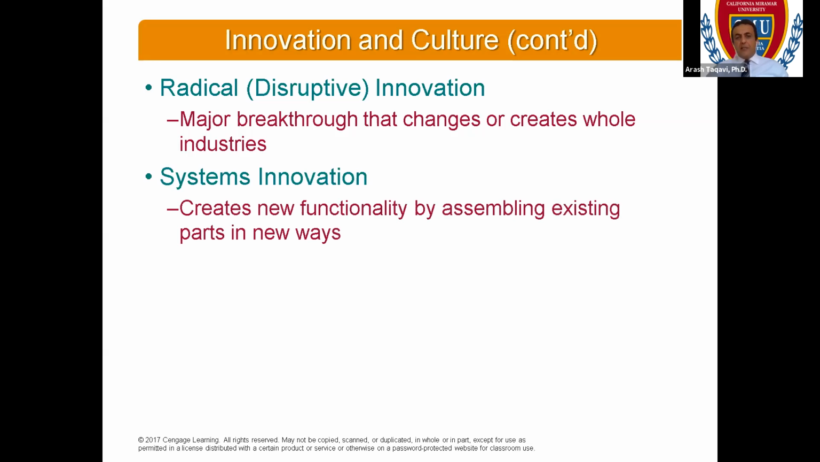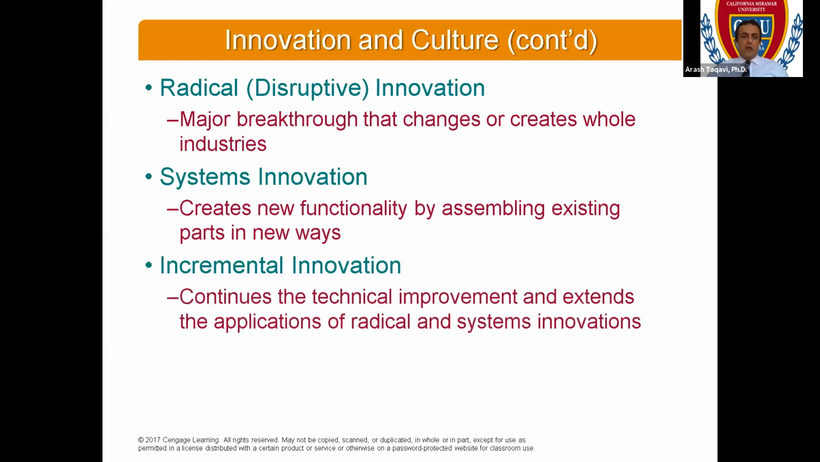And system innovation creates new functionality by assembling existing parts in new ways. The same parts, but not the same ways. The same parts in new ways. It is system innovation. You don't create any new organization, a new company, a new industry. You change the relationship with the existing parts and components of the organization. Your innovative, creative part is about changing the combination and order of relationships. And incremental innovation continues the technical improvement and extends the applications of radical and systems innovation.